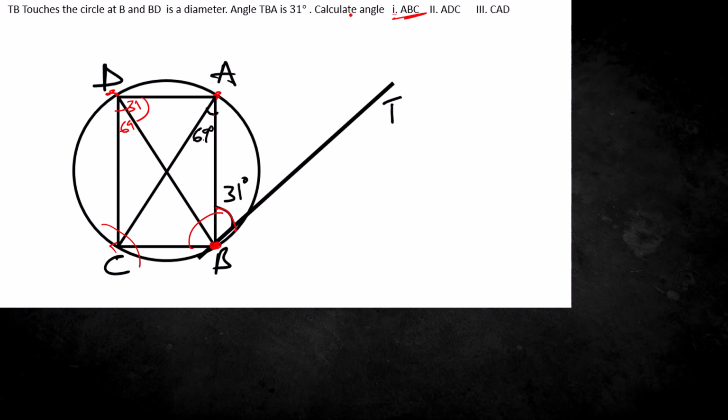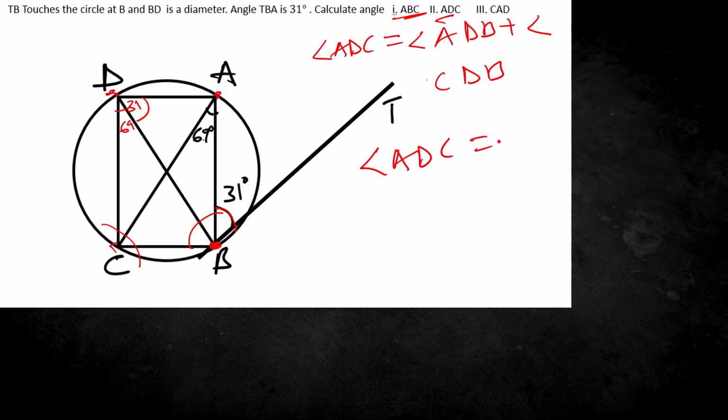So angle ADC is 31 plus 69. That is angle ADB plus angle CDB. So angle ADC is 31 plus 69, that will be 100. So this side is 100.